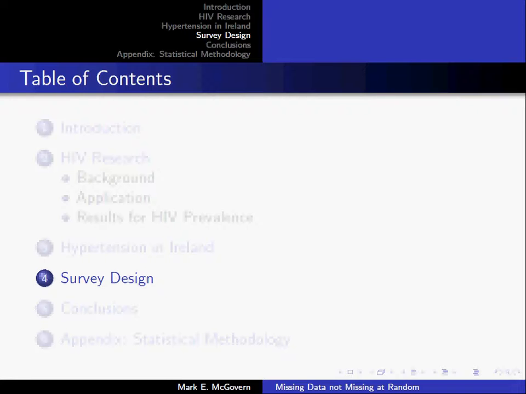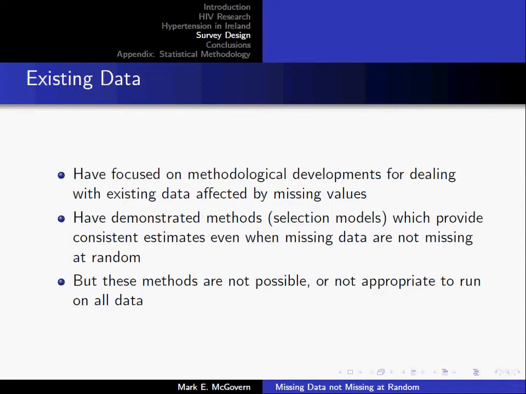So far, we focused on methodological developments for dealing with existing data sets which are affected by missing information. Hopefully I demonstrated some types of methods, selection models, which provide consistent estimates even when the missing data are not missing at random. But it's not always possible to apply these methods to existing data sets, and it's certainly not appropriate to apply these methods to all existing data sets.